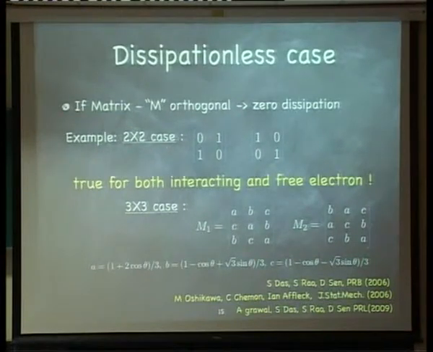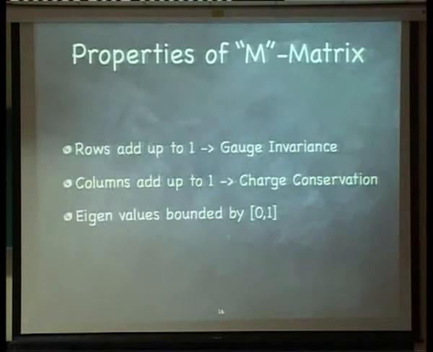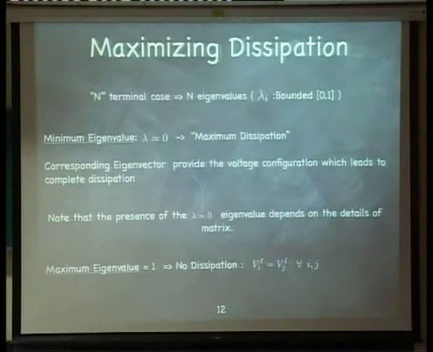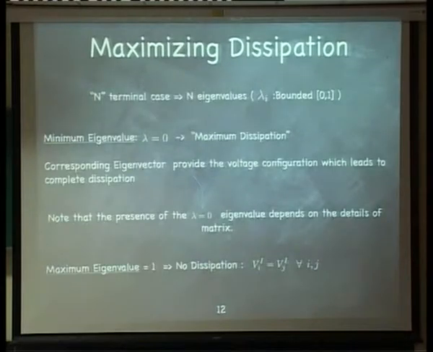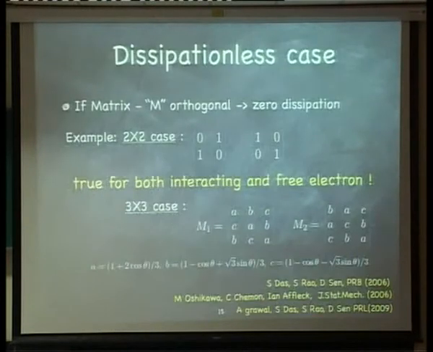If you take the 2×2 case, what you can immediately see is that all you need from this relation is that your M matrix has to be orthogonal. If it is orthogonal, M dagger M is 1, no dissipation. Okay? So all you need to look for is conditions where M is orthogonal. So rows should add up to 1, columns should add up to 1, the eigenvalues should be bounded between 0 and 1, and they have to be orthogonal. So in the 2×2 case, there are only two possibilities. Either you have perfect reflection or you have perfect transmission.